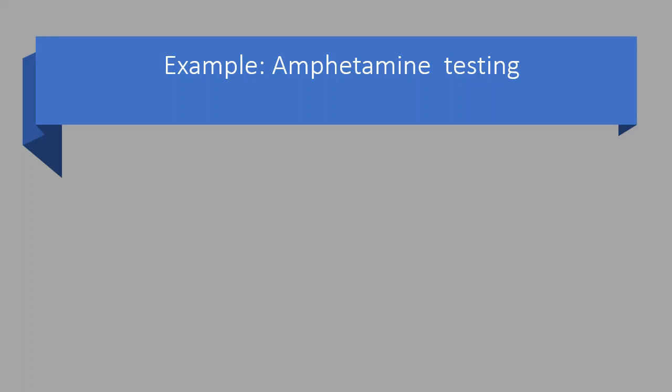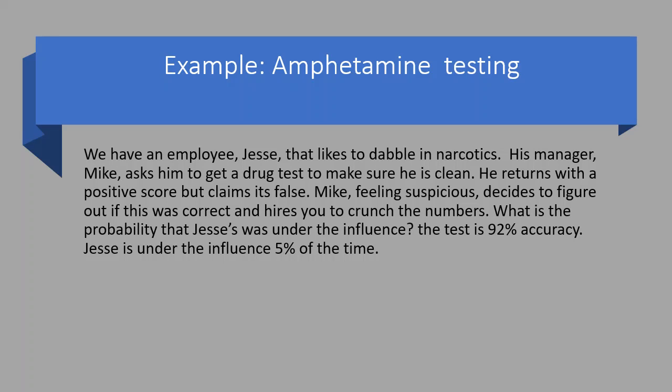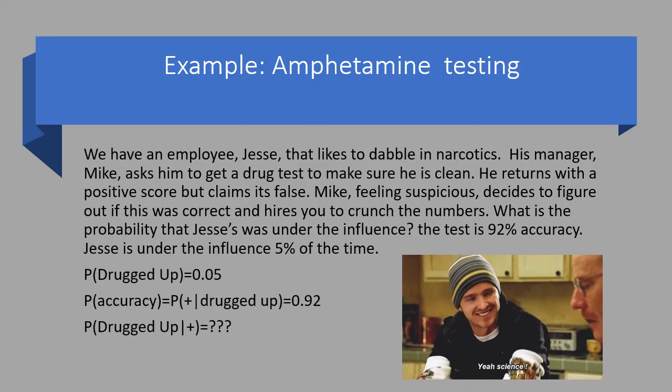So we have an example. Jesse is an employee that likes to dabble in meth. His manager doesn't really like it, and makes him get a drug test to make sure he's clean on site. Jesse returns with a positive score, but he's claiming it's false. Mike doesn't really believe him, so he employs us to find out the probability of whether Jesse was under the influence during the test. The test is 92% accurate, and Jesse's under the influence 5% of the time. So here are our givens.